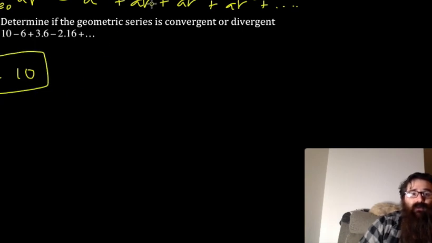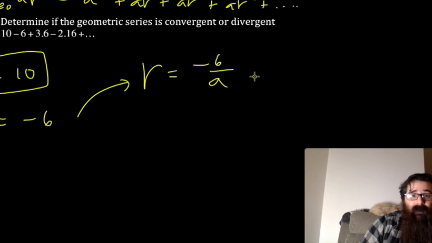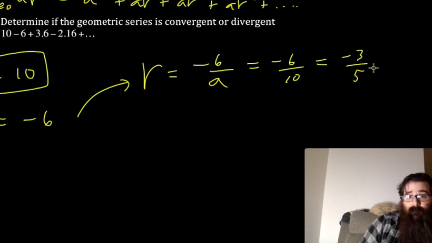And that second term should be ar. So ar should be negative 6. And I know what a is. So I'd say, well, r is negative 6 divided by a, but a is 10. Negative 6 divided by 10. You should reduce. Negative 3 over 5 is r.